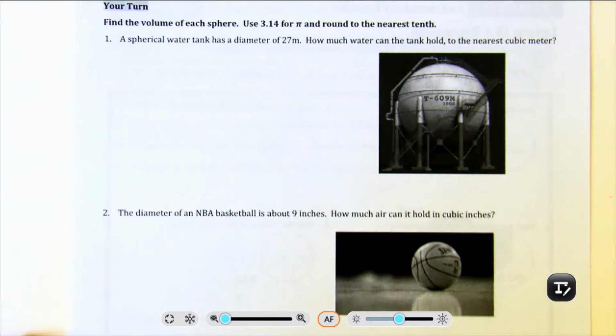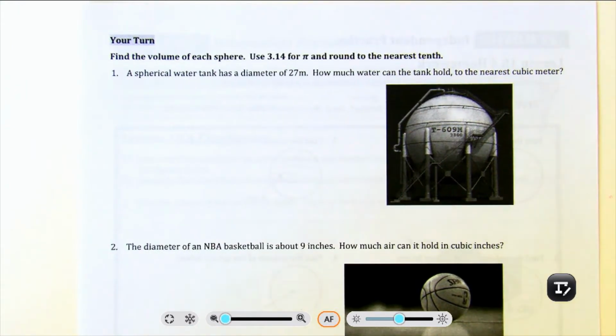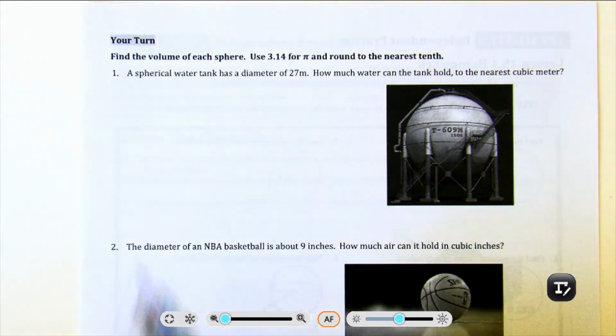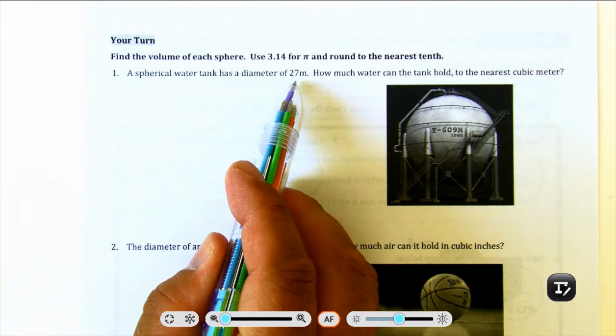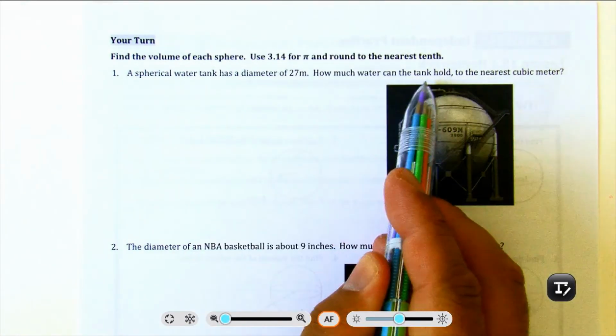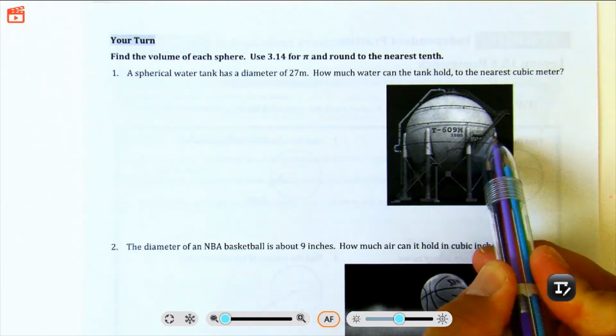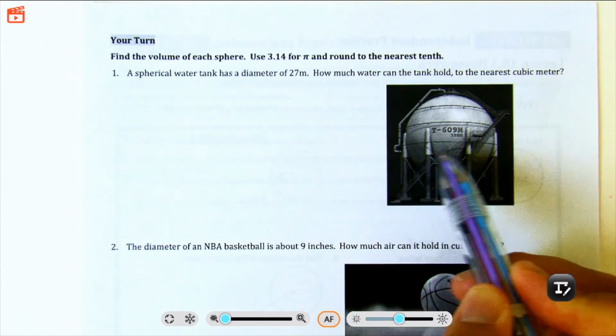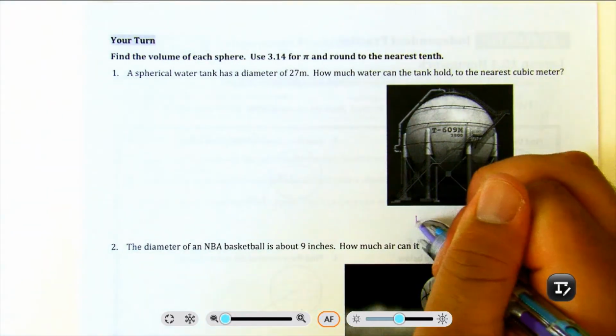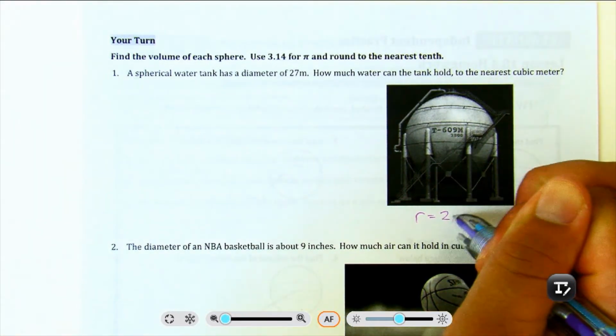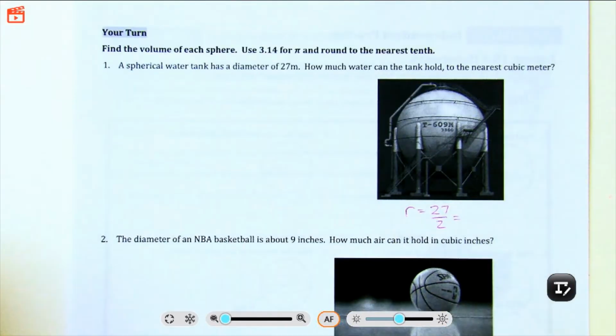In these your turn problems, remember that all we need is the radius. A spherical water tank has a diameter of 27 meters. How much water can the tank hold to the nearest cubic meter? If the diameter is 27 meters, what is half of 27? Because that's what the radius is. The radius is 27 divided by 2, and that is 13.5.